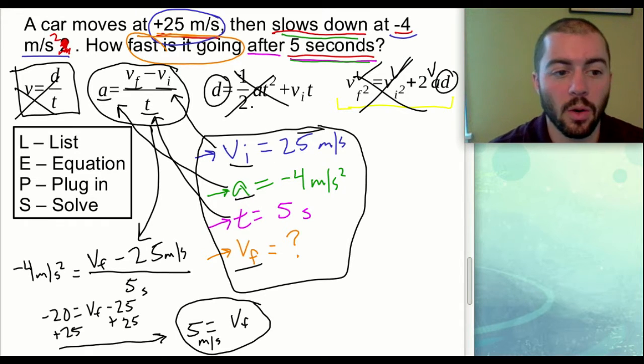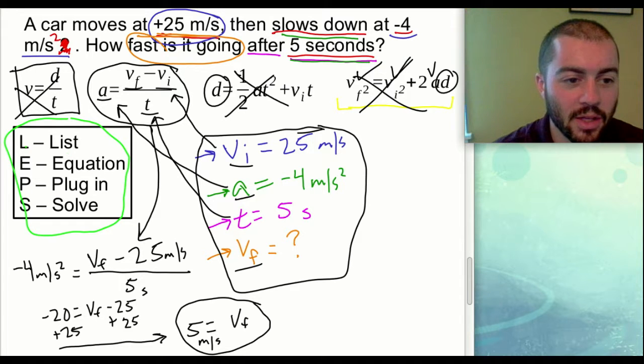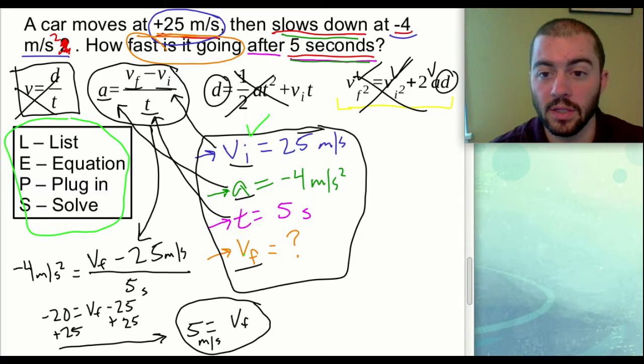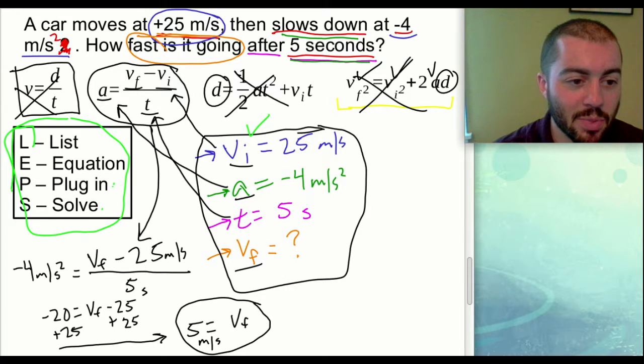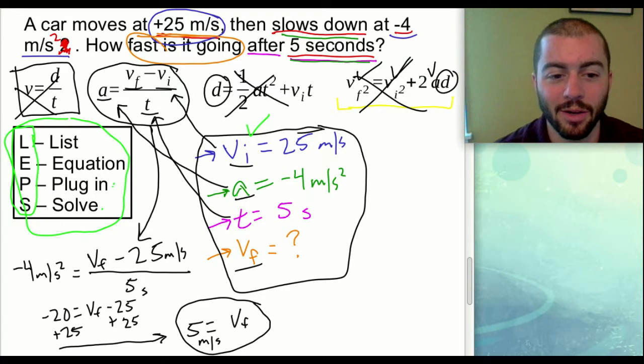All right, so follow these steps every single time. I even made a little acronym down here for you: list, equation, plug-in, solve. So we made our list here of all the information that we could pull out of the problem, and then we chose which equation to use based on the list that we have and what our list of information fits with, and then we plugged in our numbers and solved. So you could think of this as LEPS: list, equation, plug-in, solve. Hopefully that helps some of you remember this.